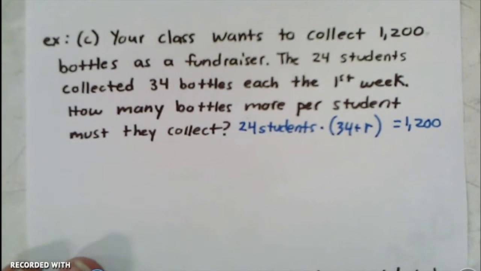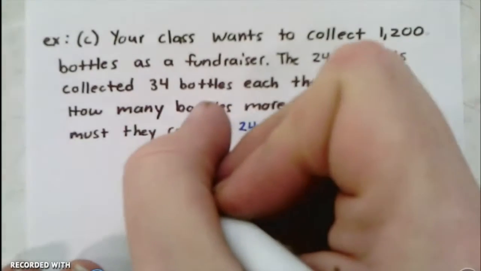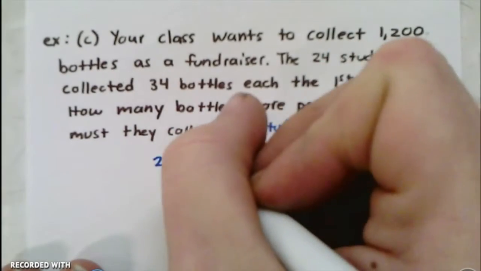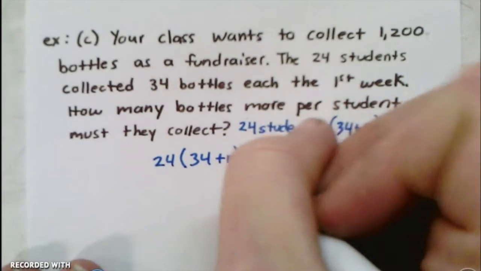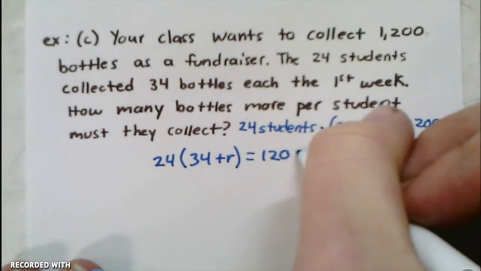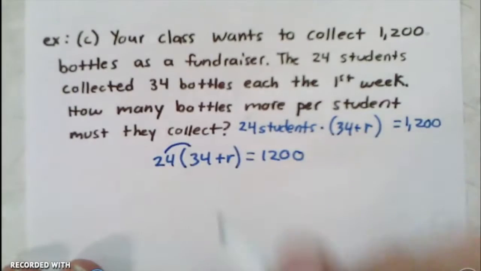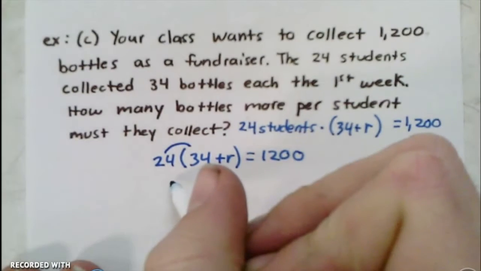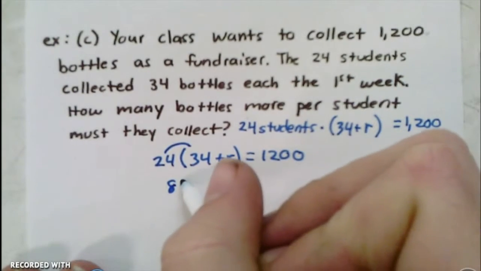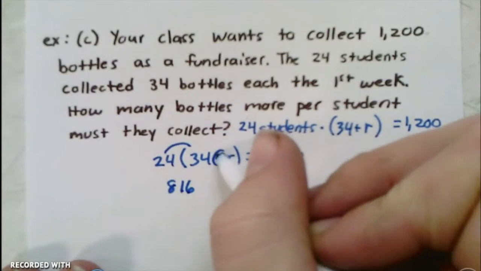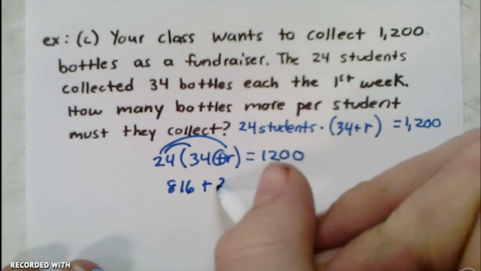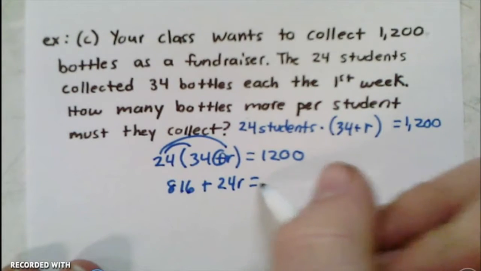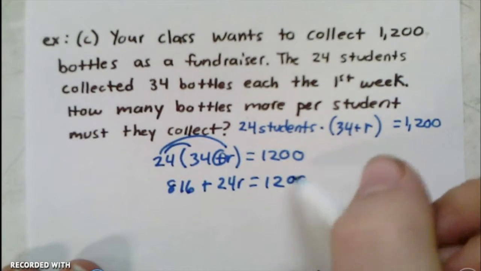Okay, so now that we have that, let's write it out here and let's solve it. 24 times 34 plus R equals 1,200. 24 times 34 is 816. I'm going to take my sign from the middle. 24 times R is 24R equals 1,200.